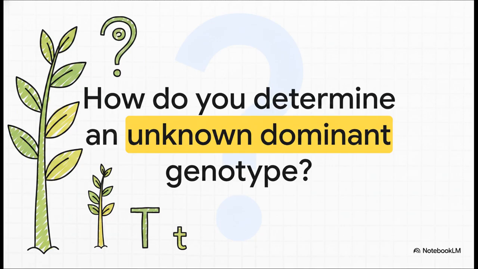You know for sure it has at least one dominant big T allele. But is it purebred, homozygous? Or is it secretly carrying a recessive short gene? How do you actually determine an unknown dominant genotype? I invite you to pause for a second and predict how a breeder could actually figure this out.